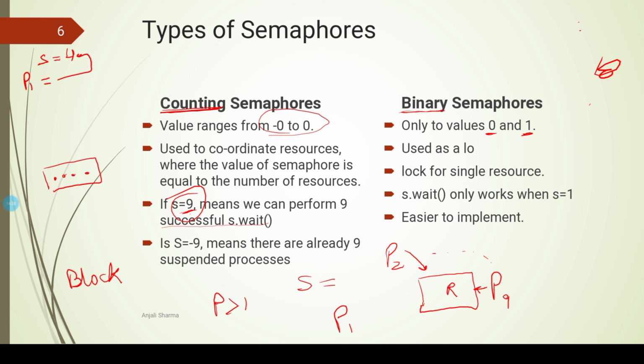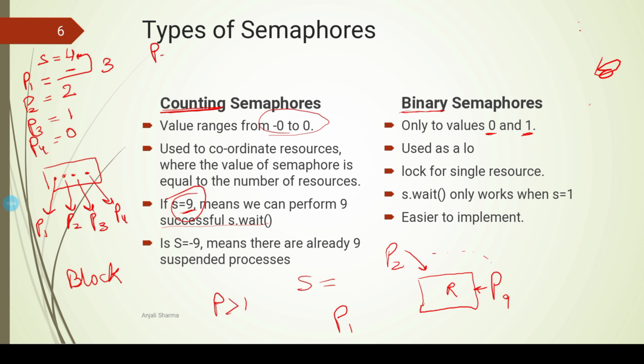It will be performing wait operation on it, which is a decrement operation, letting the value of S be 3. Okay, it is a positive value. Process P1 can access this resource. Then P2 comes, decrements it to 2. P2 is allowed to access. Then P3 comes, decrements the value to 1, positive value, P3 is allowed, right? P4 comes, decrements the value to 0, positive value, P4 is allowed.